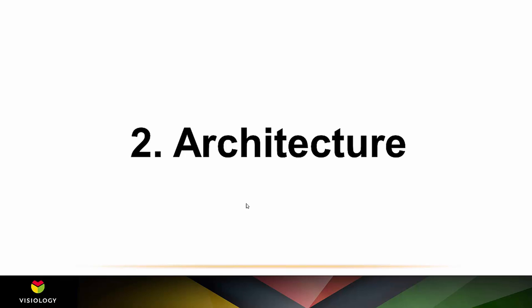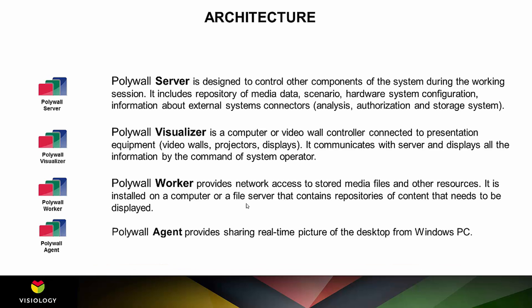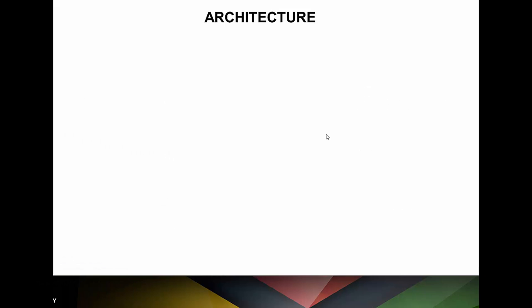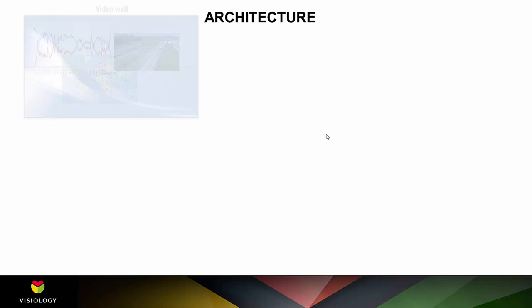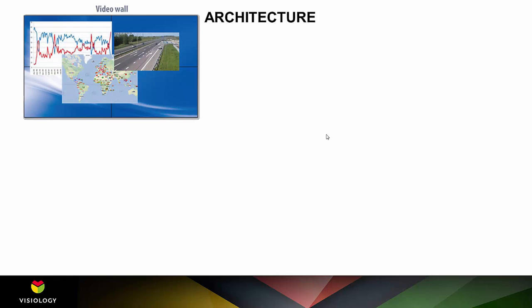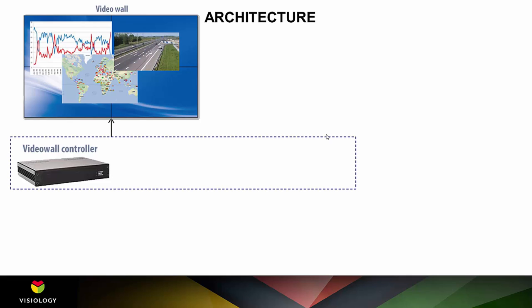Let's start with Polywall architecture. Polywall consists of four components, which interact with each other via local area network. First, we have a video wall. The video wall is plugged into the video wall controller with Polywall Visualizer component on board. Polywall Visualizer is responsible for information output on the video wall.